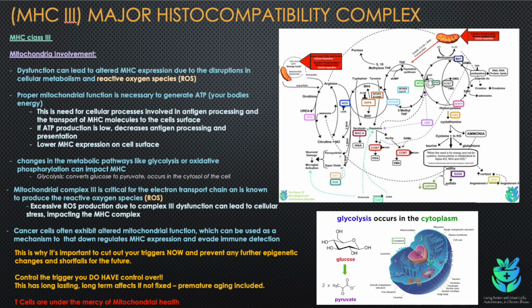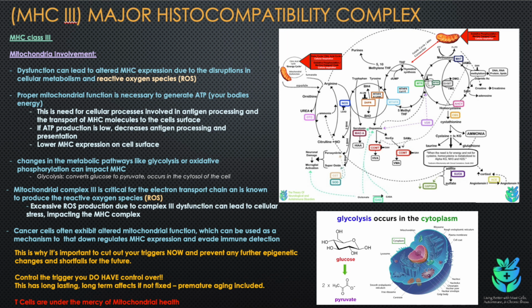Proper mitochondrial function is necessary to generate ATP, which is your body's energy. ATP is needed for cellular processes involved in antigen processing and the transport of the MHC molecules to the cell's surface. If ATP production is low, it decreases antigen processing and presentation, and a lower MHC expression on cell surfaces. The changes in the metabolic pathways like glycolysis or oxidative phosphorylation can impact the MHC.